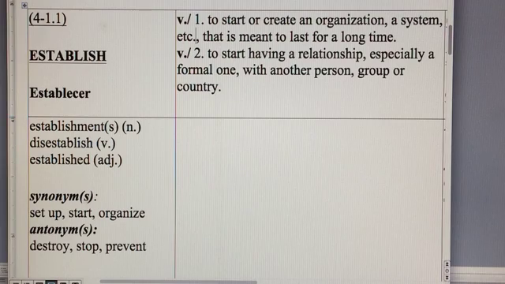The first is to start or create an organization, a system, etc. that is meant to last for a long time. And really that phrase, to last for a long time, is key. It's not that you start something meaning to stop it tomorrow. It's to make it last a long time. So, for example, Escuela Popular is a school that Maestra Lydia established, and it has lasted for more than 30 years now. So you can say that Maestra Lydia established Escuela Popular.